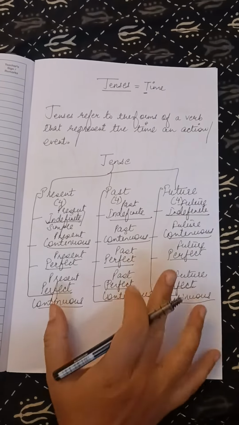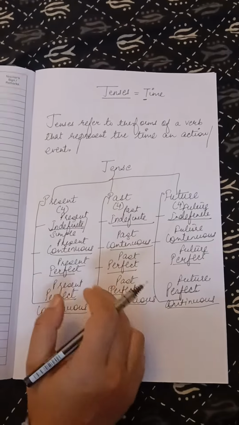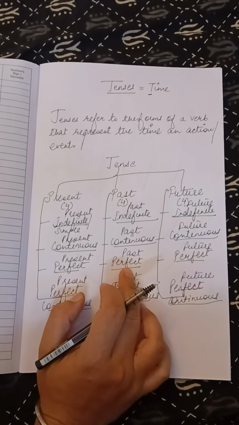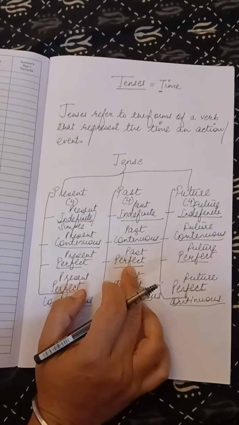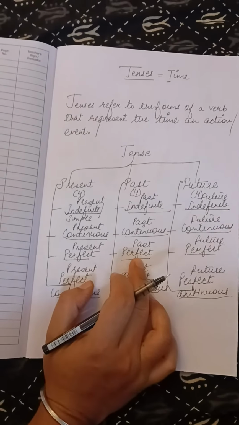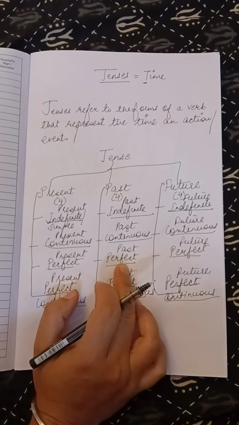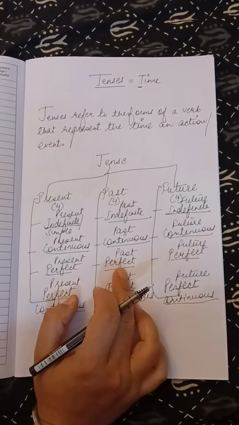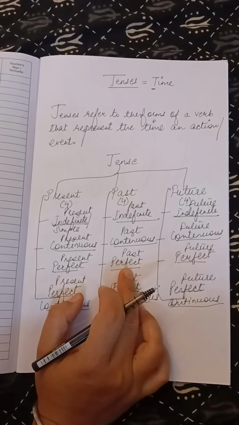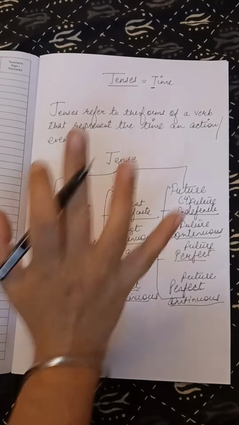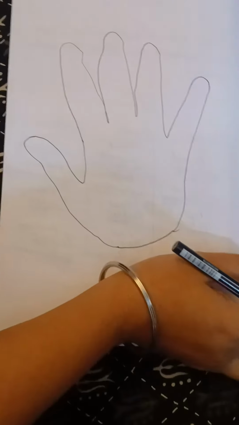Now, in order to avoid the confusion, they decided to keep the name of the father before the names of the sons. Now, don't you think remembering the rules of these 12 tenses will be a little more complicated task? But I'm going to make it much simpler through the magical fingers. Do you want to learn? Let's begin.